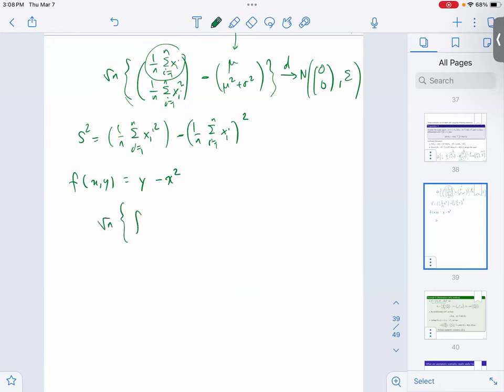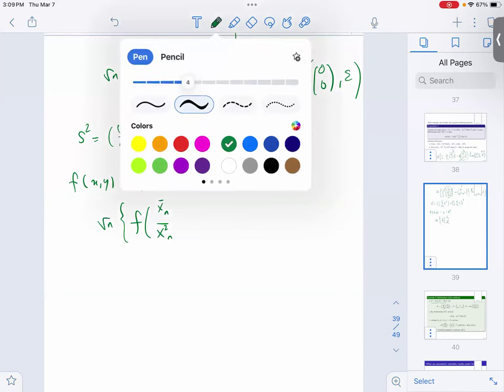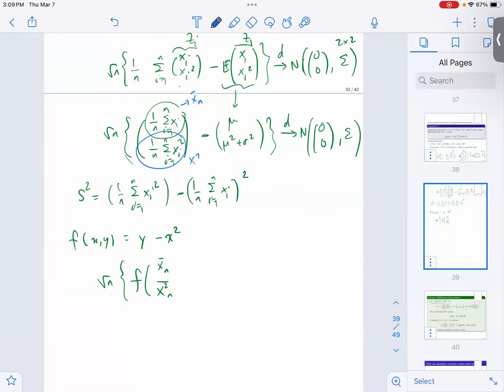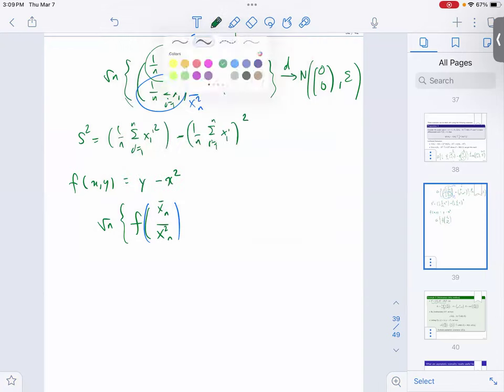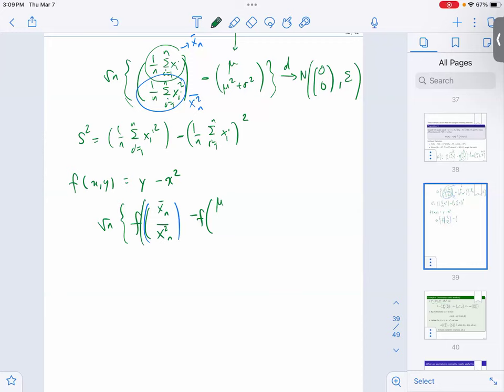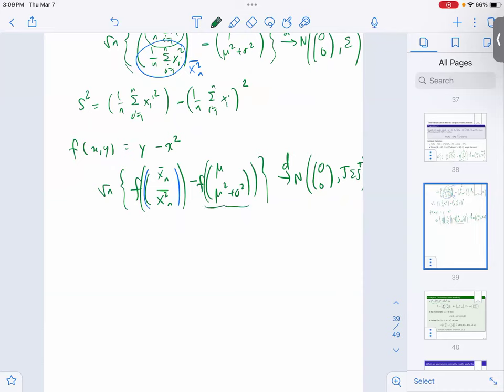So I really want to get something like this: f applied to X bar n, that's the first coordinate, and X2 bar n, to avoid writing this. So this is X bar n, this is X2 bar n. If I apply it to that, this side would be f of mu and mu squared plus sigma squared. And this side would be, by the delta method, J sigma J transpose, where J is the Jacobian of this transformation. Because of the way we define this, this would be sigma squared, and this is really going to be S squared. So what we showed is this converges to normal 0, J sigma J transpose.